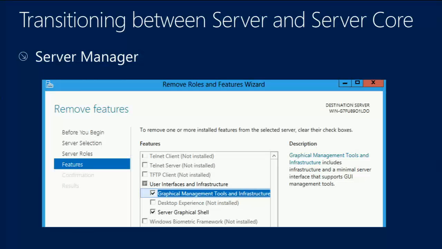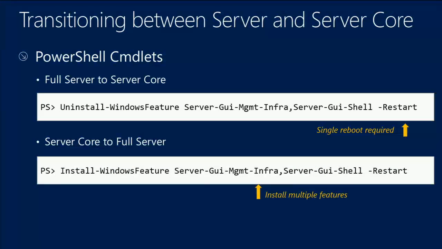There are 2 features here which we need to uninstall to take this full server with the GUI down to Server Core. There's a new set of features called User Interfaces and Infrastructure, and you'll see there are two features there: Graphical Management Tools and Infrastructure, and Server Graphical Shell. If you remove those two features from the server with the GUI, it will become Server Core. At the PowerShell layer, in 2012, we provided a new set of PowerShell cmdlets for adding and removing features. So it's really as simple as this: Uninstall-WindowsFeature Server-Gui-Mgmt-Infra, Server-Gui-Shell. They're the two features. You can put them both on the same line with a restart.